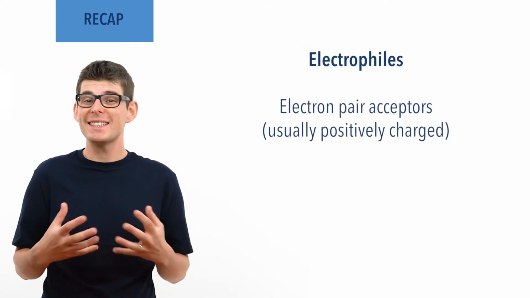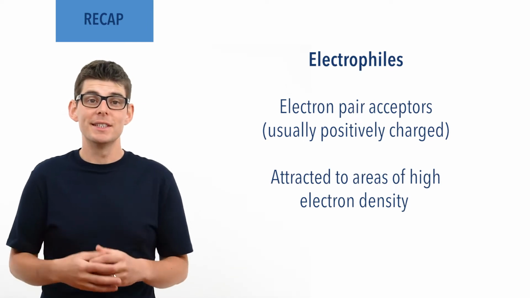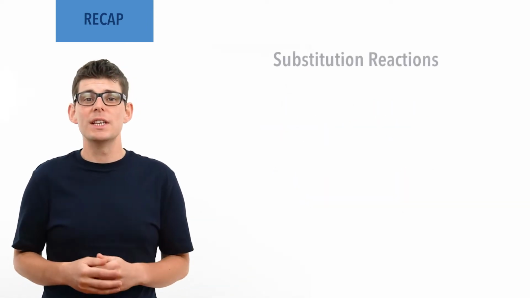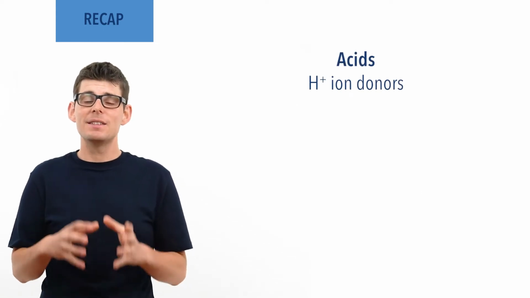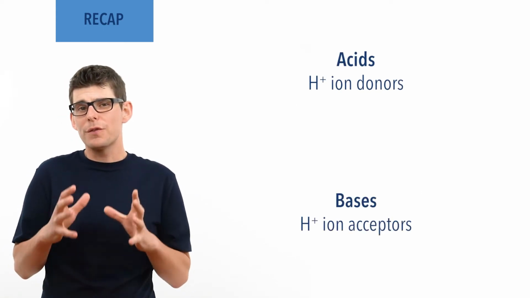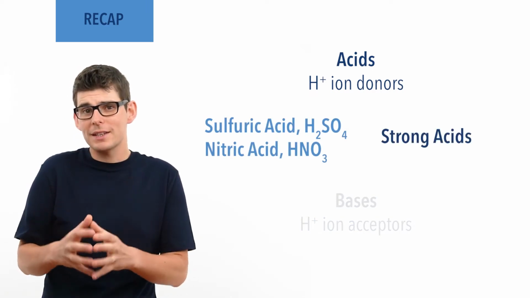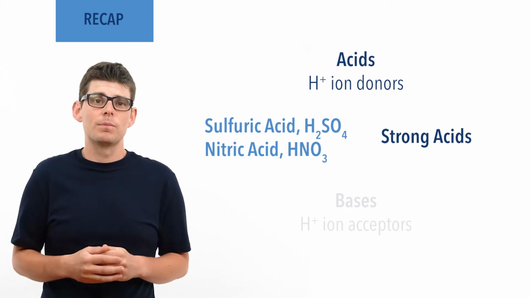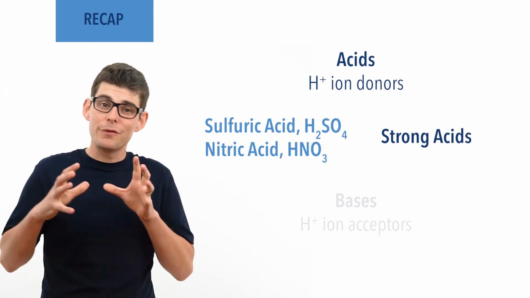Electrophiles are electron pair acceptors. They are usually positively charged and are attracted to areas of high electron density. A substitution reaction is where one group or atom in a molecule is swapped for another group. And acids are H+ donors and bases are H+ acceptors. Sulfuric acid and nitric acid are both examples of strong acid, with sulfuric acid being a stronger acid than nitric acid. This just means that sulfuric acid is better at giving H+ ions away and forcing other substances to accept them. So recap done, let's go.